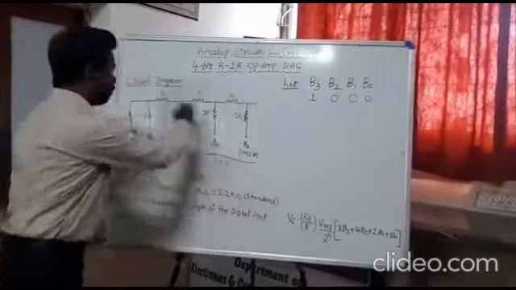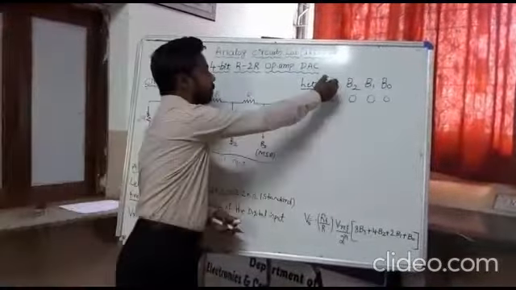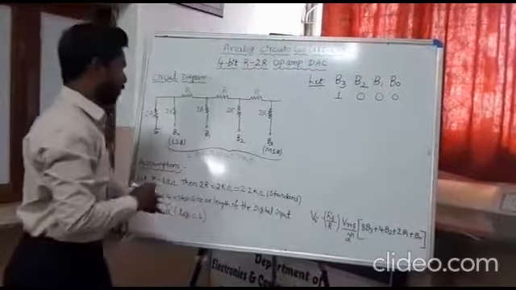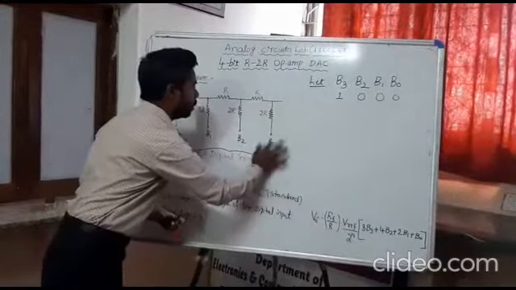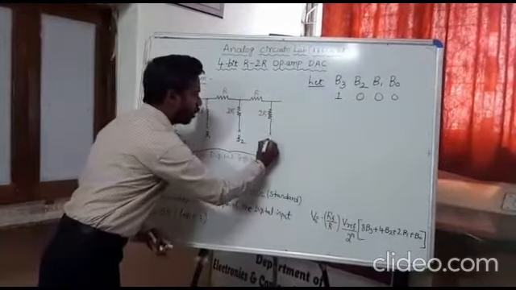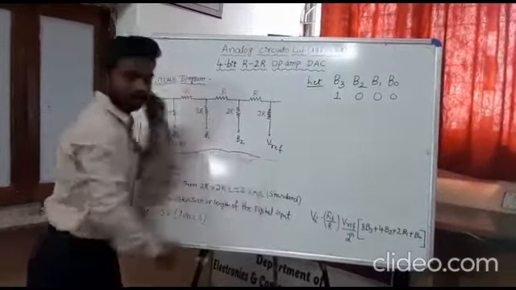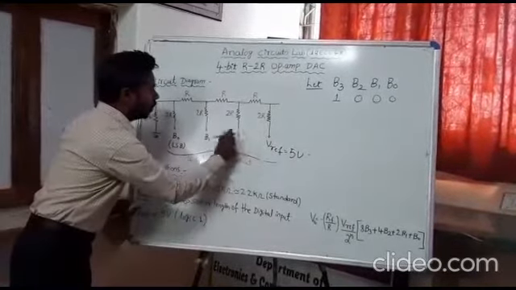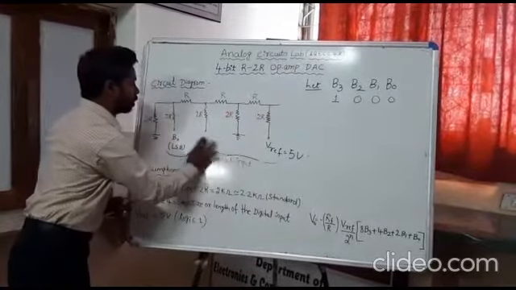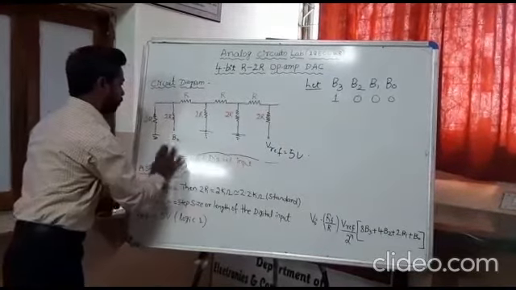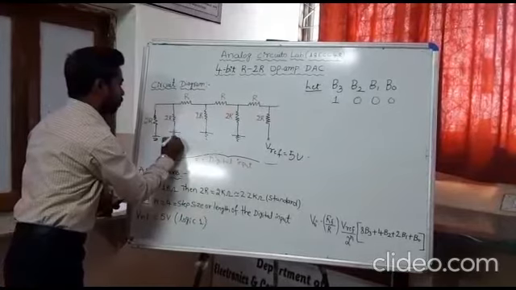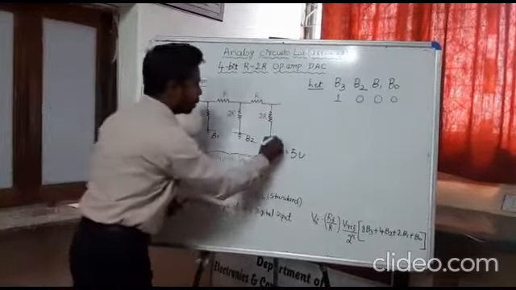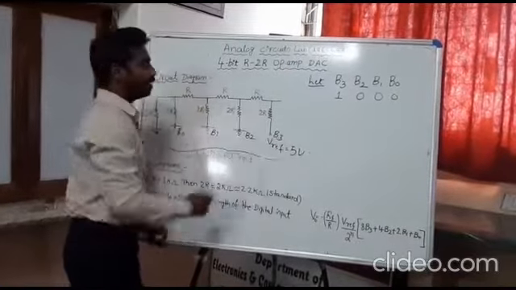Here in this circuit, my B3 bit is connected to logic 1 and all the rest of the bits are connected to ground. This MSB bit B3 is connected to logic 1, the V reference, which is equal to 5 volts. The rest of the bits are connected to ground. This is B0, B1, B2, B3. What is the expected output here?